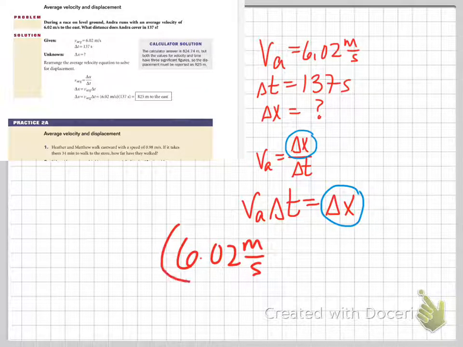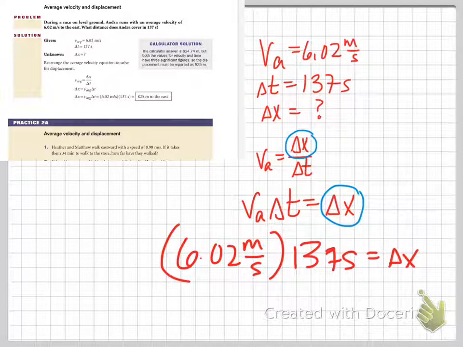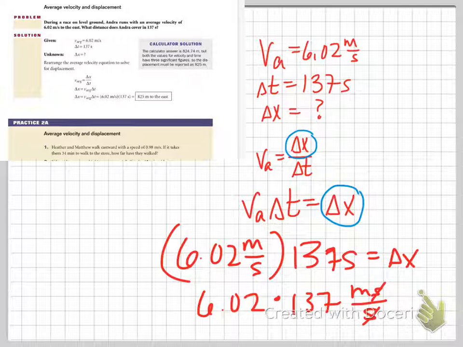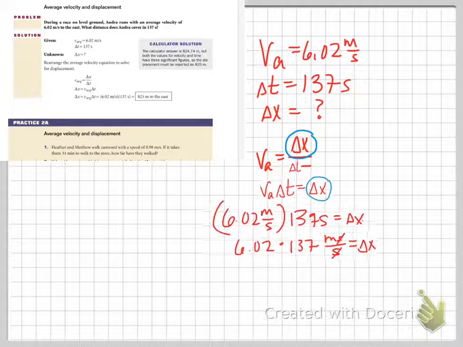6.02 meters per second times 137 seconds equals delta x. Well, geez, Moser, it'd be helpful if you could write numbers. Let's do a little bit of dimensional analysis, shall we? Meters per second times seconds. 6.02 times 137. My units would be meters seconds over seconds. That gets me meters. Is that the unit that I want for delta x? Of course it is. Good.